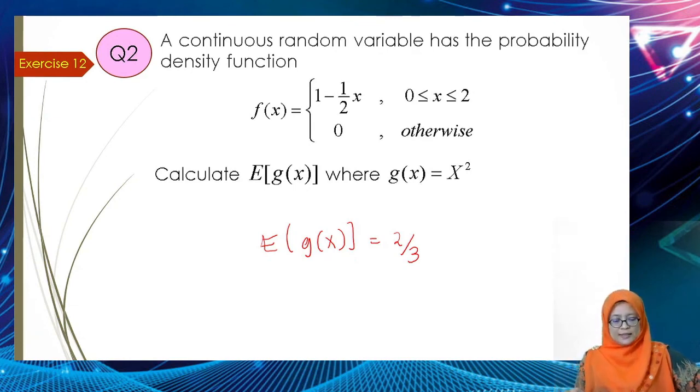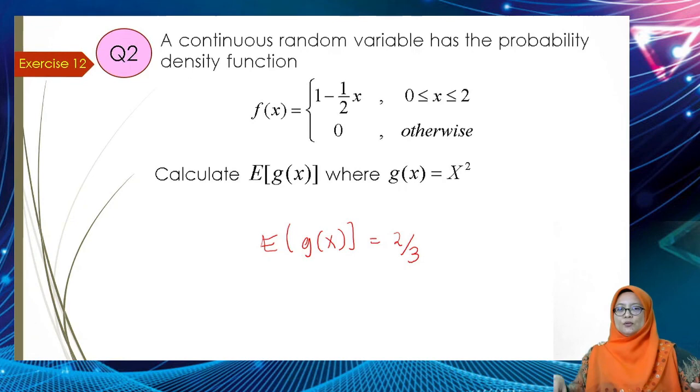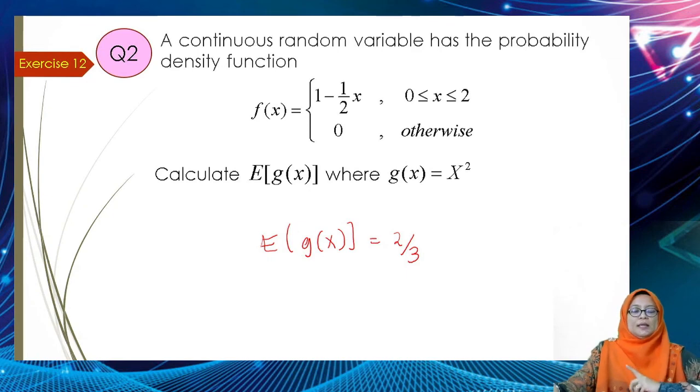Okay, so saya rasa untuk kuliah kali ini sampai setakat itu sahaja. So saya stop sampai sini dulu lah untuk kuliah continuous random variable part 2. So kita ada satu lagi last kali untuk cari variance for continuous random variable.